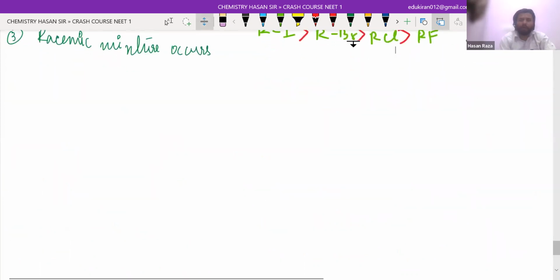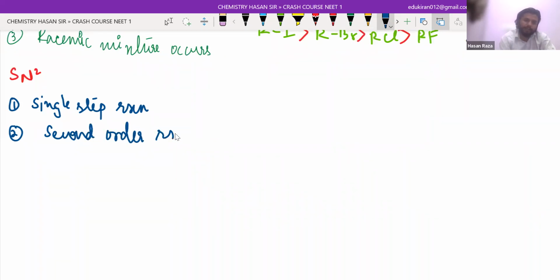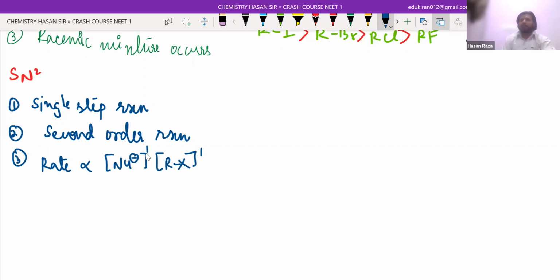If you are going for SN2, that means bimolecular nucleophilic substitution reaction, first of all, it is a single step reaction. The second point we can write, it is a second order reaction. The third point we can write for this, rate is directly proportional to nucleophile and alkyl halide, and you can see the power is 1 and 1. So in rate of reaction, if you add the powers, you will get 2, and that's why it is a second order reaction.